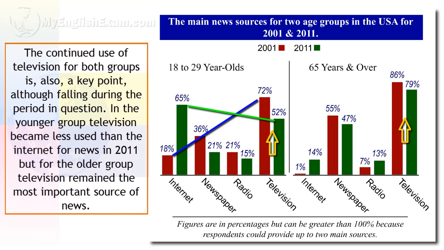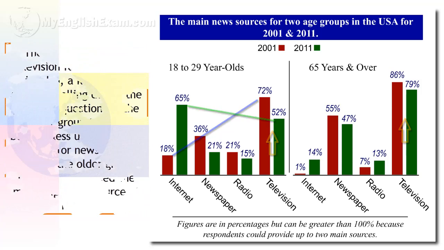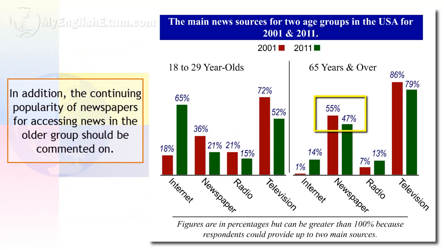The continued use of television for both groups is also a key point. Although falling during the period in question, in the younger group, television becomes less used than the internet for news in 2011, but for the older group, television remains the most important source of news. In addition, the continuing popularity of newspapers for accessing news in the older group should be commented on.